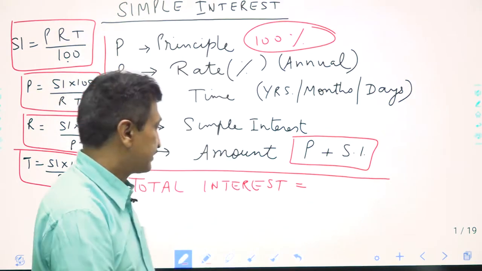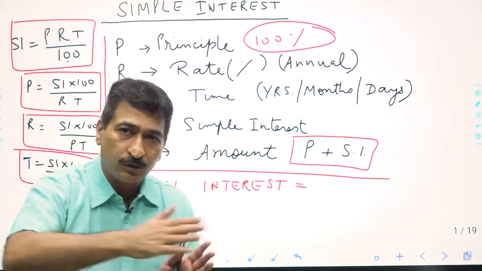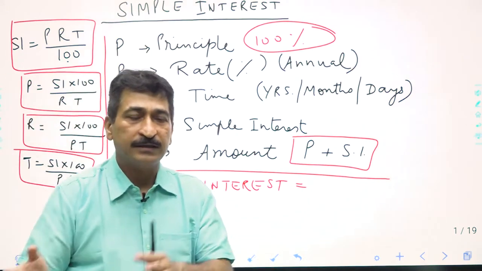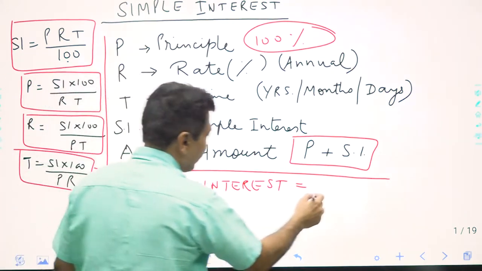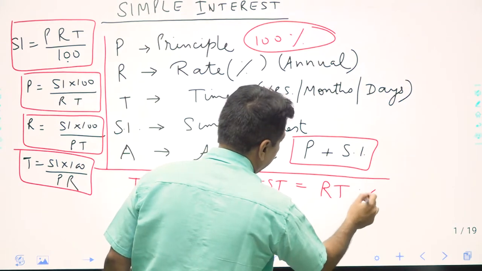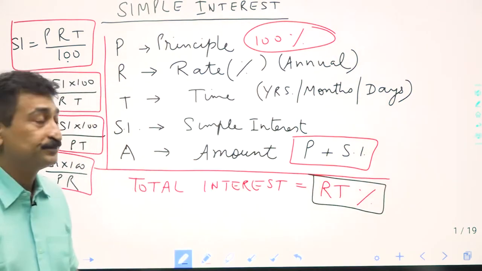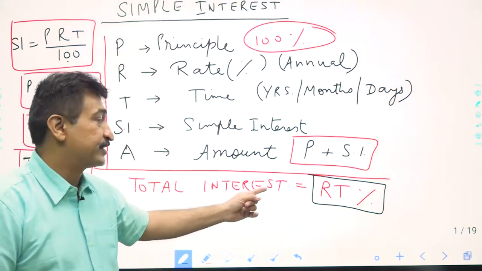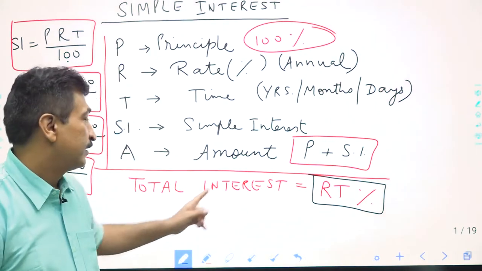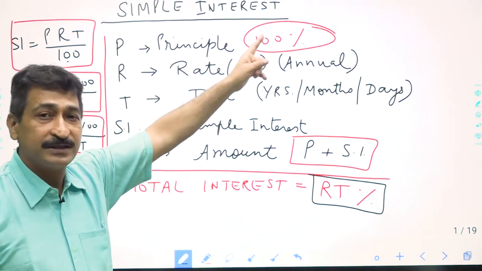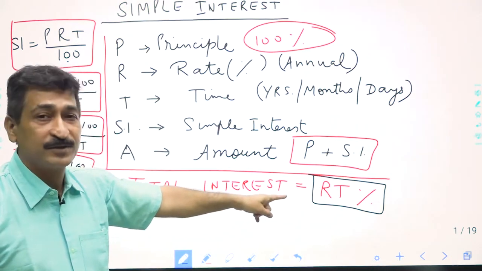So total interest is rate into the total time. So R into T, RT. So from today, total interest is RT%. Total interest, which is RT%. Money 100%, total interest RT%.